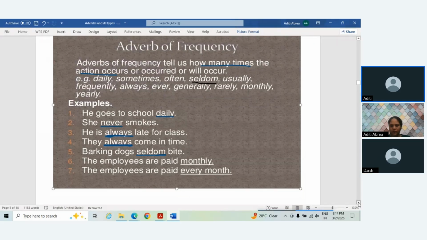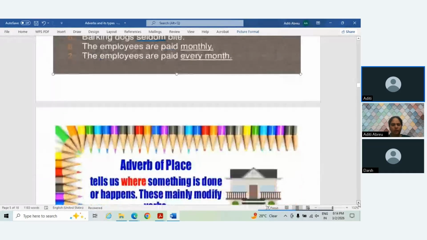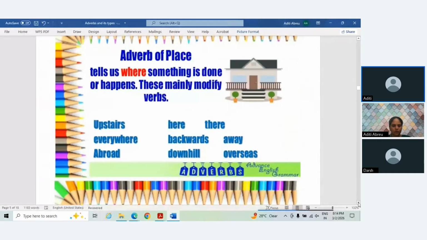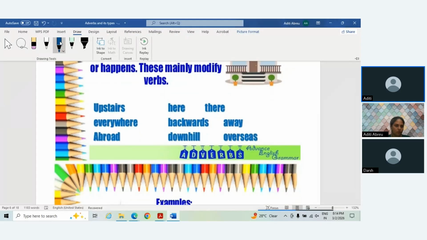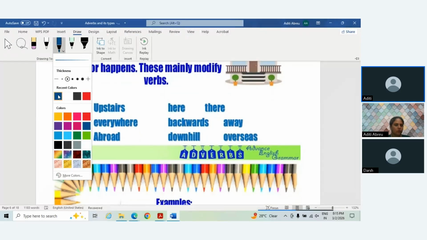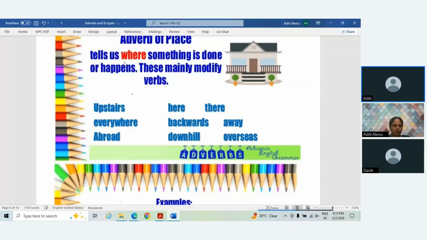Next one is adverb of place. It tells you where something is done or where something happens. So the question word over here is where. You have to ask the question where on the given verb. Please write down this part. Adverb of place also is used on verbs. Upstairs, upstairs and all that. Correct.